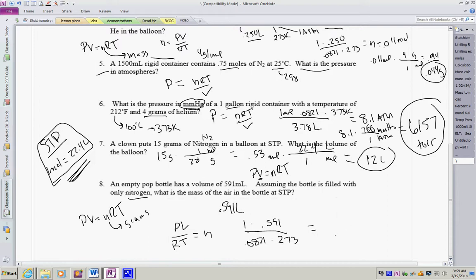I got a whopping 0.026 moles of nitrogen gas. Check my math. Now we'll take this, get rid of the moles, and go to grams. 1 mole is 28 grams, equals 0.73 grams of N2 gas. Questions?